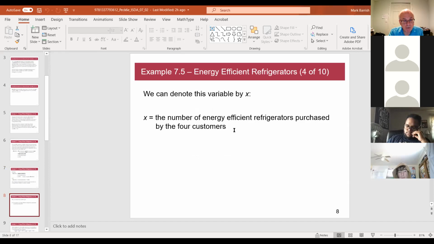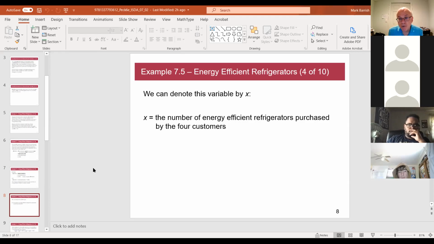So X is the number of energy efficient refrigerators purchased by the 4 customers. What are the possible answers? Can somebody tell me what the possible answers are? Remember, there's 4 customers, and they have the choice of energy efficient or non-energy efficient. Can somebody tell me what are the possible values of this random variable, the number of energy efficient refrigerators purchased? Assume that you don't know ahead of time who's going to choose what. What are the possible numbers of people choosing energy efficient refrigerators? Starts off at what number? 0 to 4, absolutely.